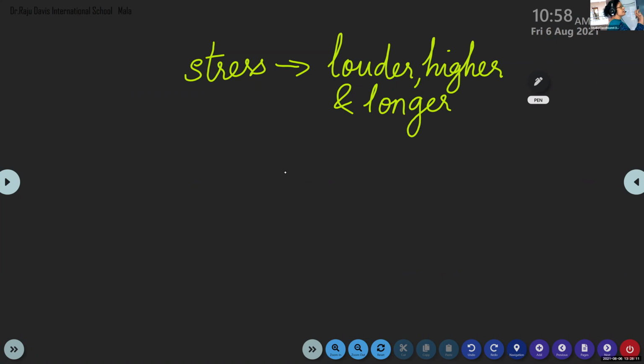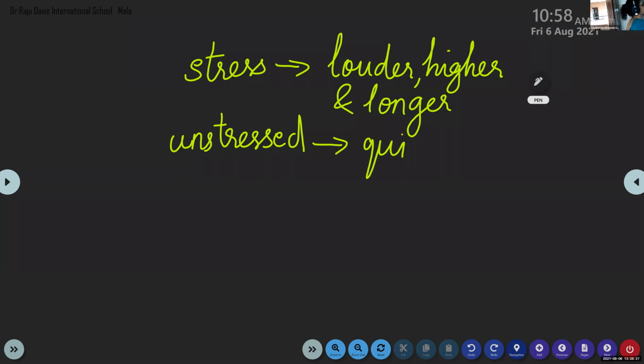Okay. So stressed syllables should be louder, higher, and longer. Exactly the opposite should happen for an unstressed syllable. Okay. An unstressed syllable should be quieter, shorter, and slower.